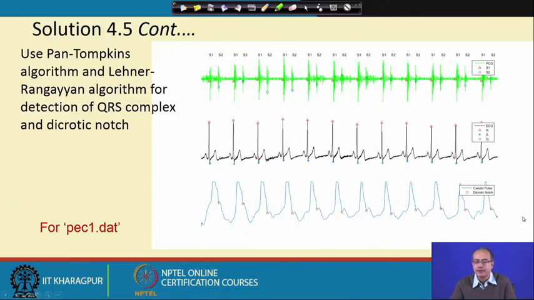Here at the top, we have the PCG signal given, and we have marked the S1 and S2 locations. How do we get that? The S1 location is given by the R point in the ECG signal, which we could recover using the Pan-Tompkins algorithm. For the dicrotic notch we have used the Lehner and Rangayan algorithm, which is given below. From there we get the location of the dicrotic notch, and that gives us S2. So, these two points we have collected from these signals. And once we get that, we know the span of importance of the PCG signal.